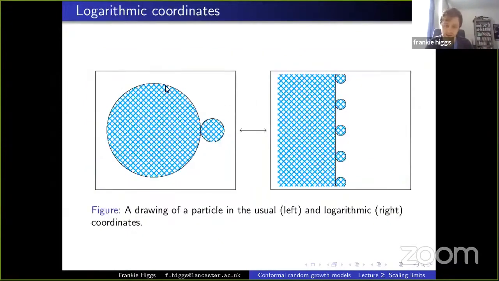And so here's a diagram of what logarithmic coordinates look like. We've got the closed unit disk with a particle on the left, and on the right, we have it in logarithmic coordinates. I've cheated slightly, they're closer together than they should be, but it's roughly what it looks like.